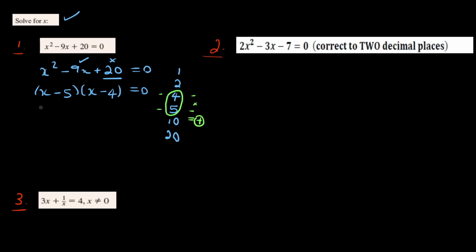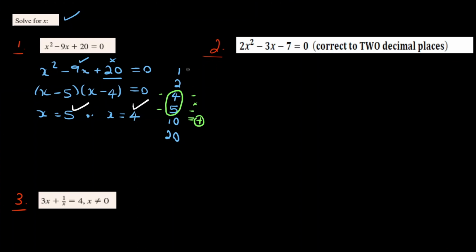So the solutions here will be x minus 5 is equal to 0, or x minus 4 is equal to 0. You can skip this step and just go to the solution and say x is equal to 5, or x is equal to 4. What we did there was take these values to the other side of the equation, and they changed sign. So our solutions are x is equal to 5 and x is equal to 4. Even if you use the quadratic formula, you should get the same solutions.